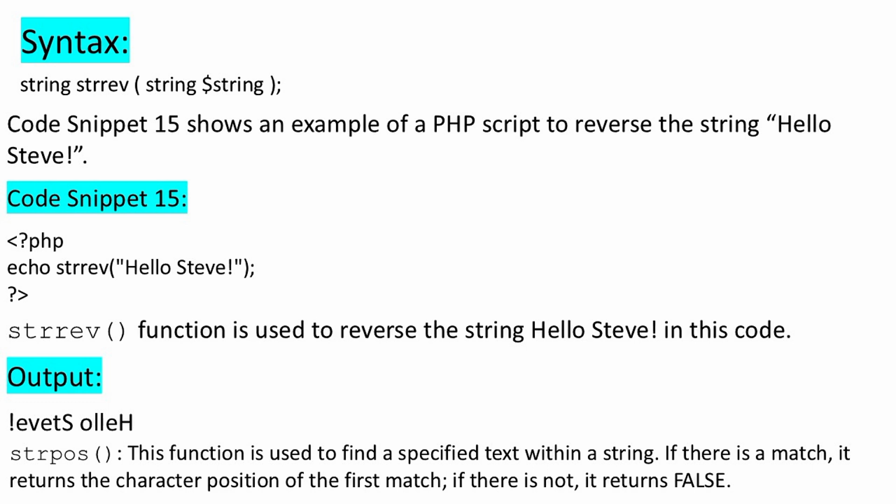In code snippet 15, the PHP script says, echo strrev, hello, Steve. When this code runs, PHP reads the text inside the quotation marks and reverses every single character. So the output becomes evetS ,olleh. As you can see, the exclamation mark comes first, followed by the reversed letters of each word, and even the space between them stays in the same position relative to the reversal.